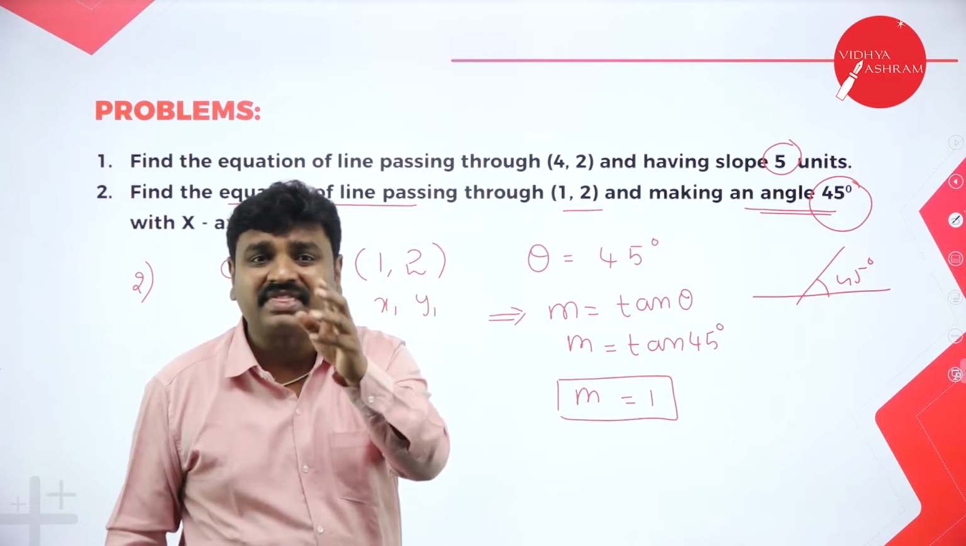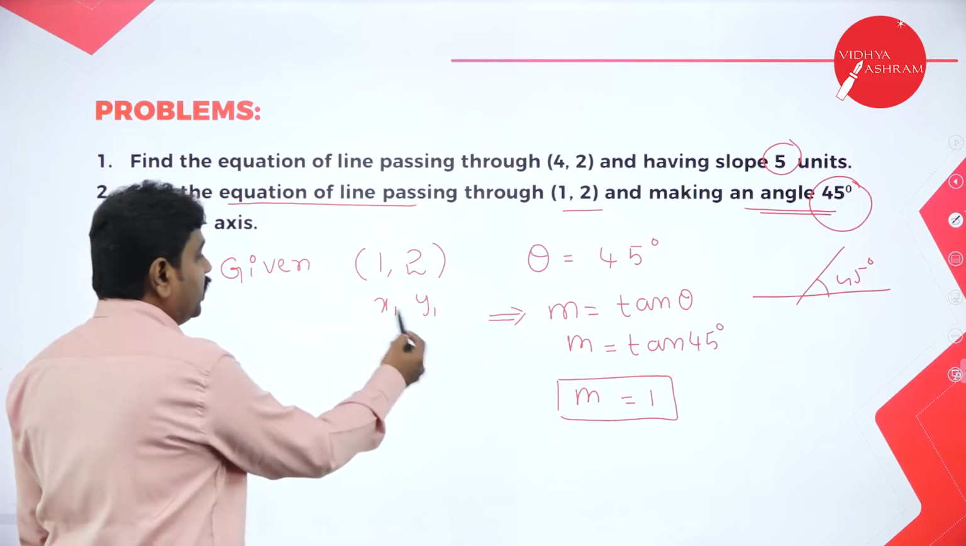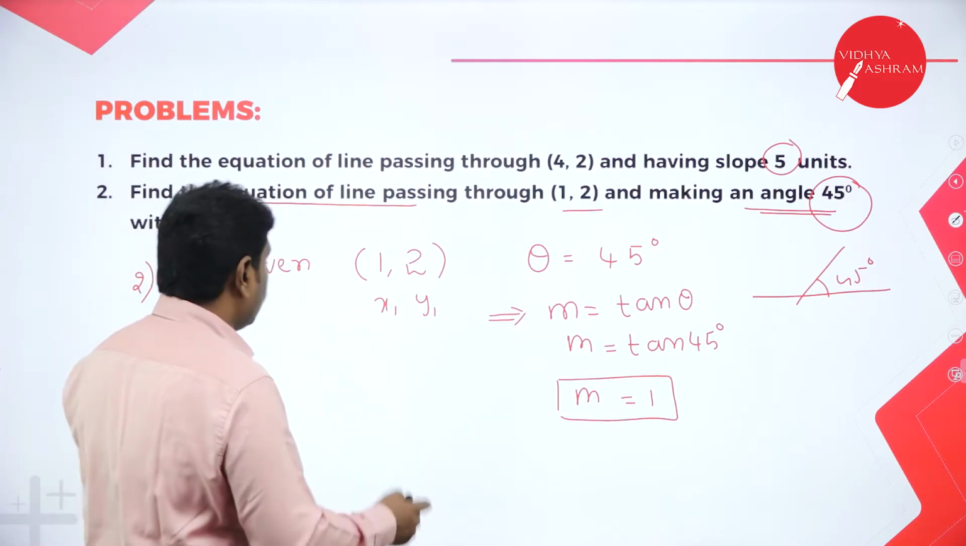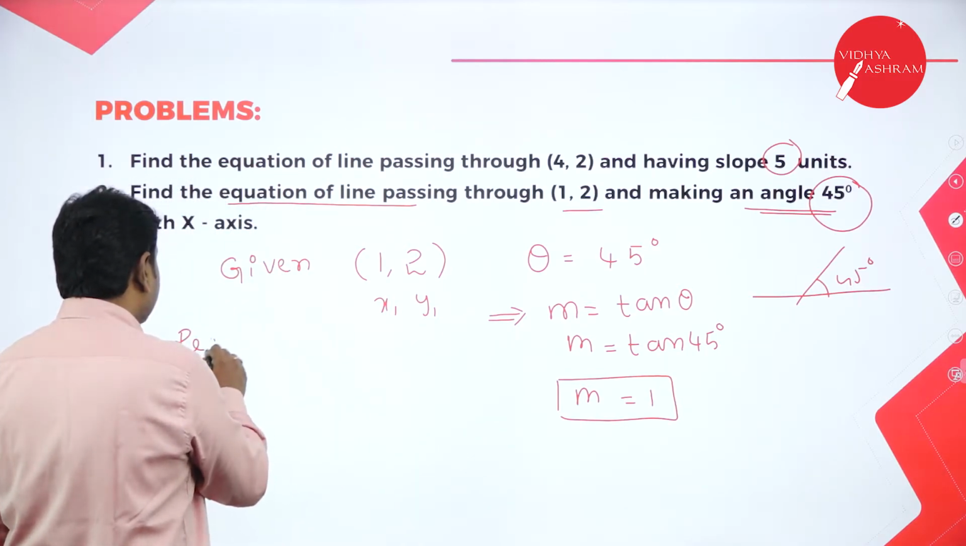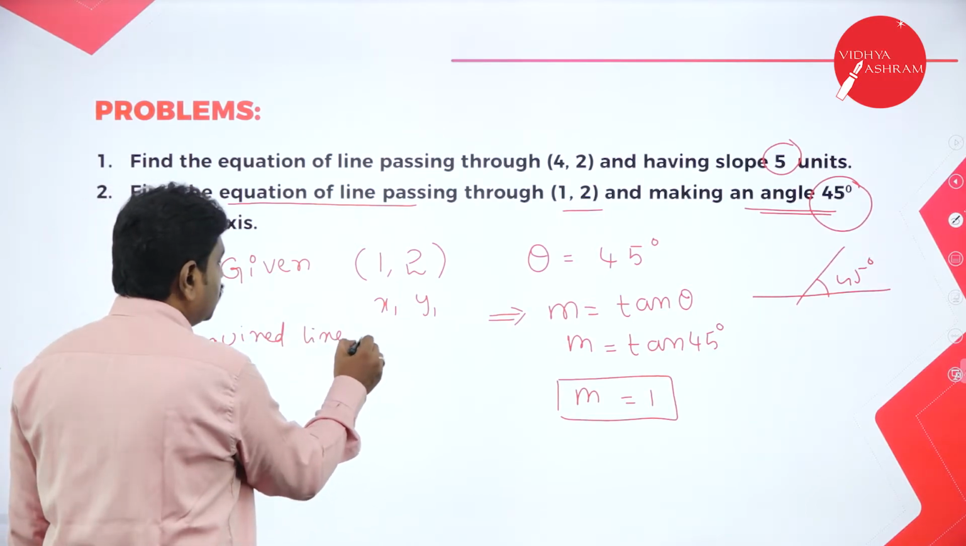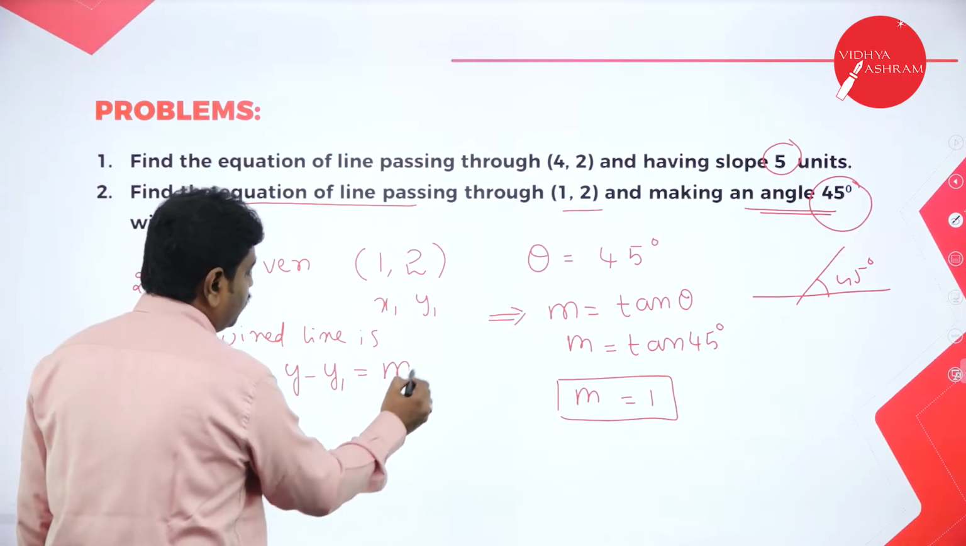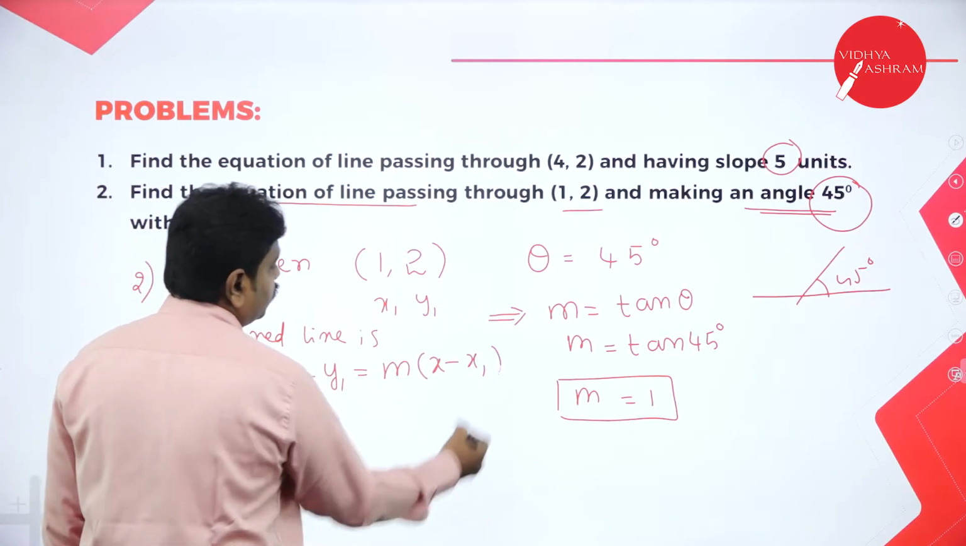M is equal to tan theta. Theta is 45, tan 45, you get m. Now you know the point and you know the slope. And what is the required line? So the required line equation is, point and slope means point slope form: y minus y1 is equal to m into x minus x1.